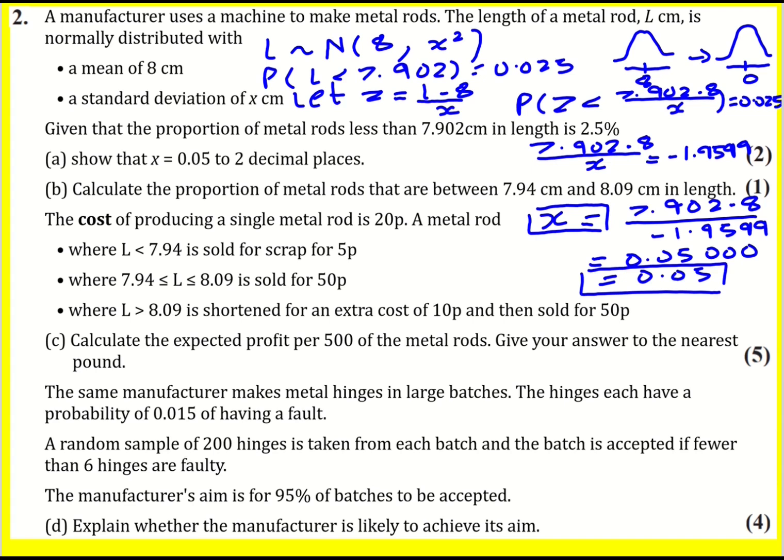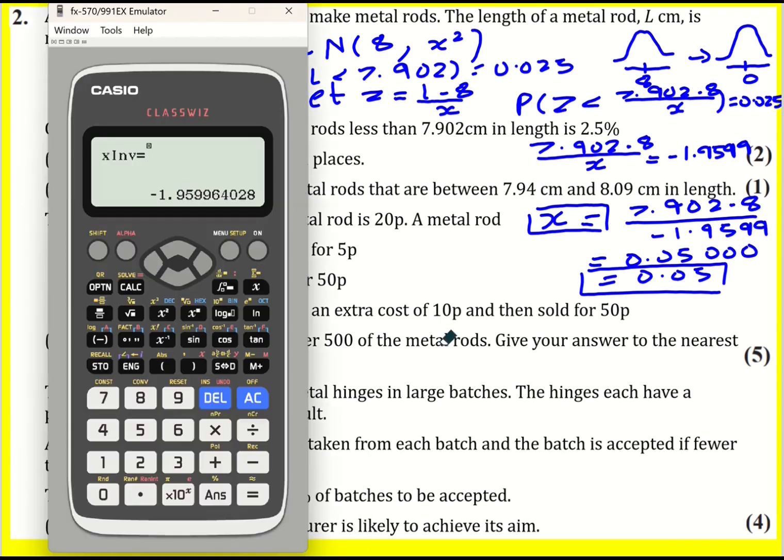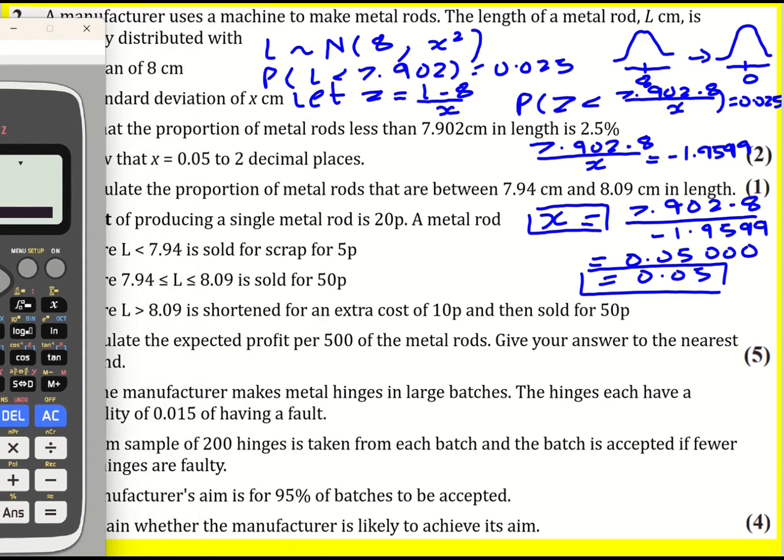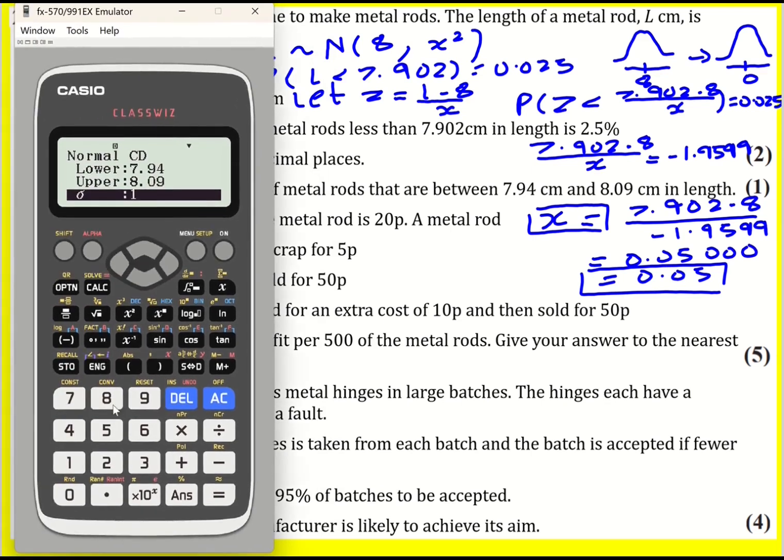Then asked to calculate the proportion of metal rods that are between 7.94 and 8.08. For this, we can just go to normal CD, put the lower as 7.94, upper is 8.09. And our calculator does an integration of the curve that describes the normal distribution in question. It's using numerical methods. Right, let's not forget, mean is 8, and standard deviation is 0.05. This gives 0.849.